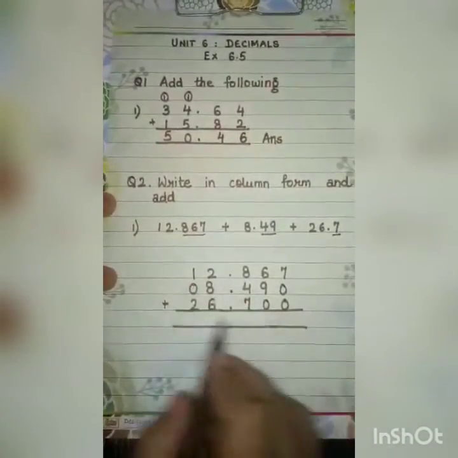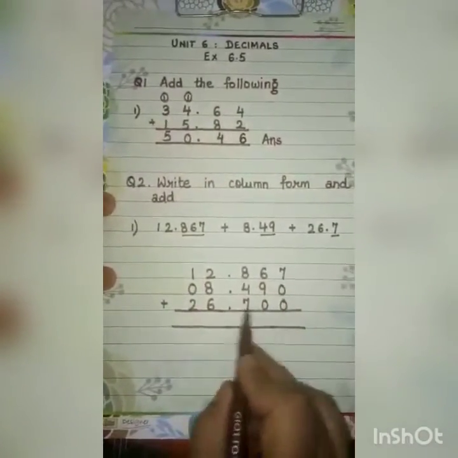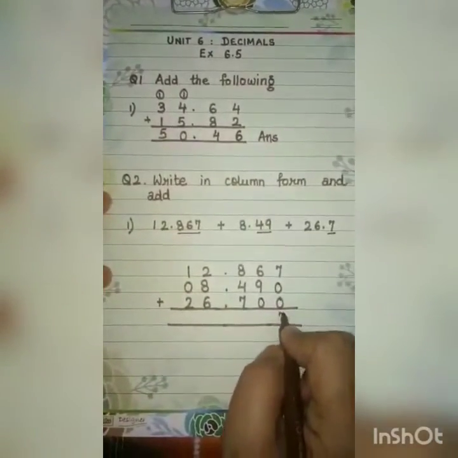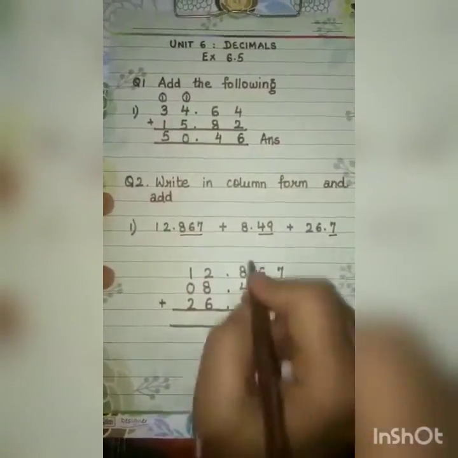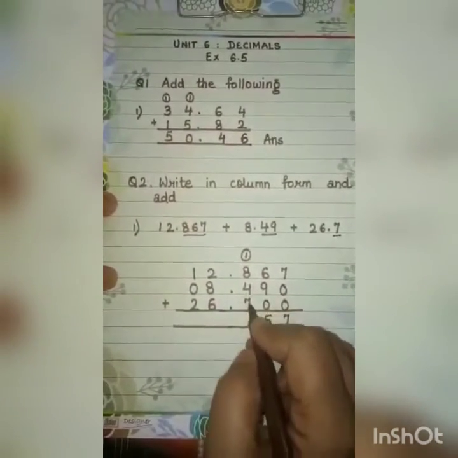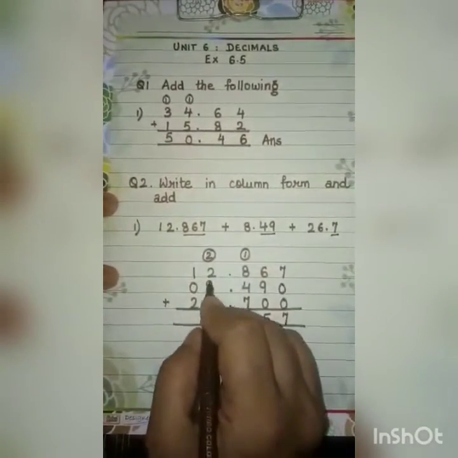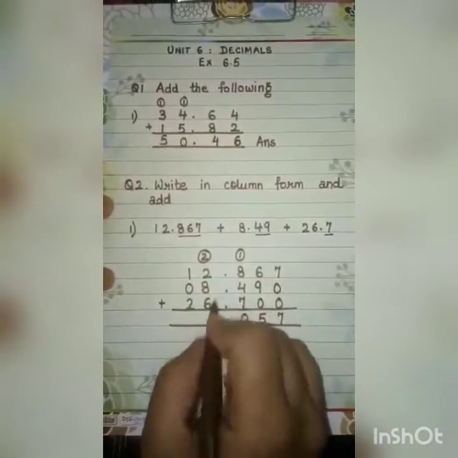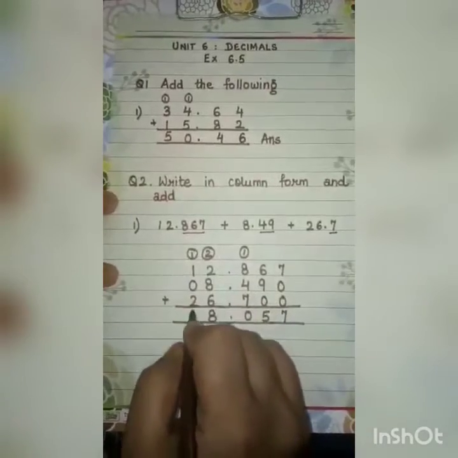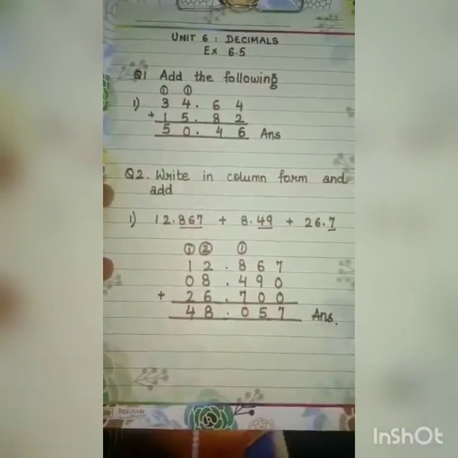Now you can see we have got in all the numbers 3 digits after the decimal and 2 digits before the decimal. Now we can do simple addition as you do. 8 plus 1 is 9, 9 plus 4 is 13, 13 plus 7 is 20, 2 carried, then 8 plus 2 is 10, 10 plus 2 is 12, 12 plus 6 is 18 and 1. So here you can see you have written the answer. So this is the answer.